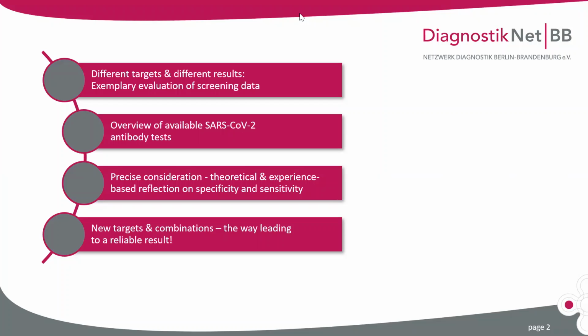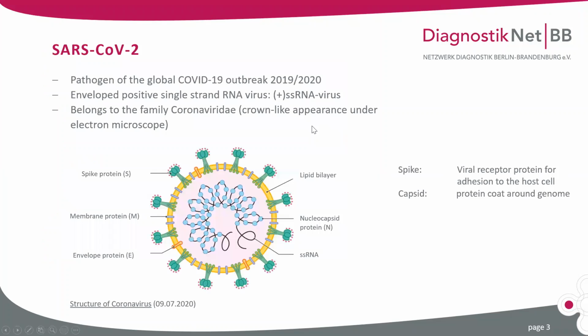First of all, who is the target, or who is the enemy? SARS-CoV-2. It's the pathogen that caused the global COVID-19 outbreak beginning last year and still continuing and even growing at the moment, at least in Germany. It is an enveloped, positive single-stranded RNA virus. Therefore, it is more sensitive to countermeasures than it would be if it were not an enveloped virus. So that is a good position for us to fight the virus.